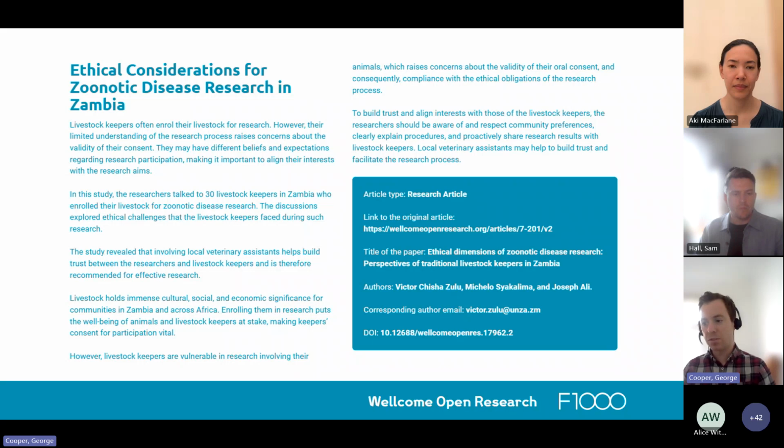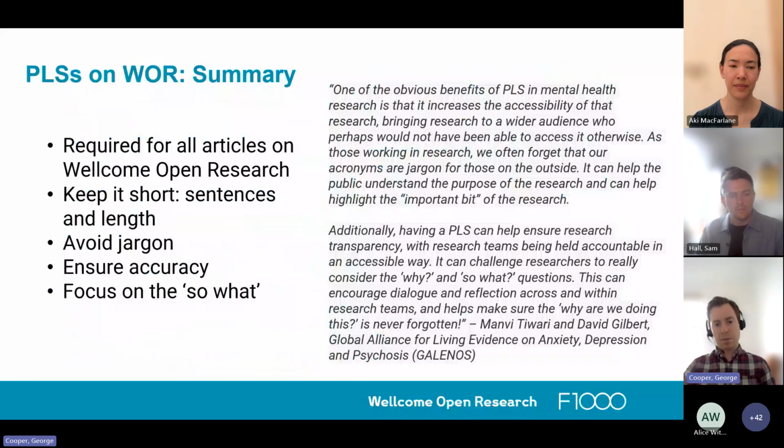So to build trust and align interests with those of the livestock keepers, the researchers should be aware of and respect community preferences, etc. So yeah, I hope that's been helpful in terms of illustrating the principles that we've introduced. These are summarized again here. So plain language summary is required on all articles on Wellcome Open Research.